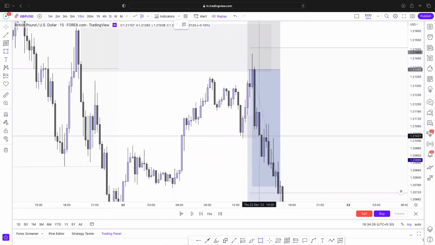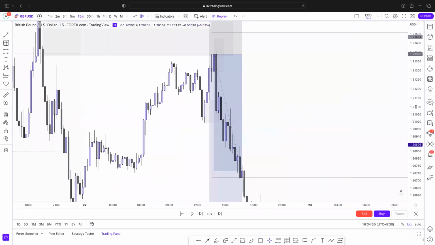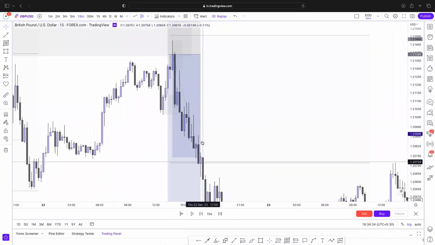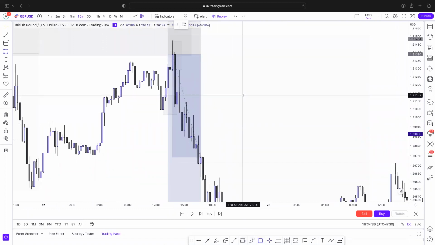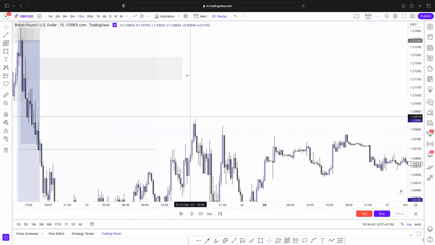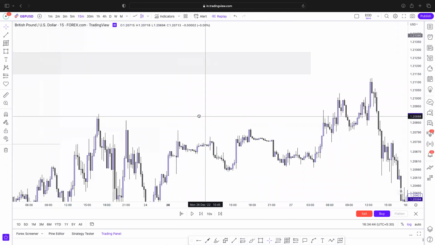You can see that this was the first level of respect. So this was the second. Again, when it broke this, we have this second level of respect. Third level, once this broke, everything will go until the unmitigated zone, which was this POI. On the lower time frame, the 5-minute, you can see this POI. This was the recent POI which I'll be trading.